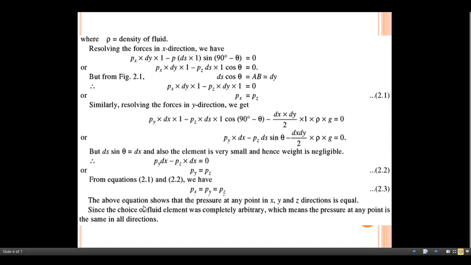The above equation shows that the pressure at any point in the x, y and z directions is equal, since the choice of the fluid element was completely arbitrary. Which means the pressure at any point is the same in all directions.